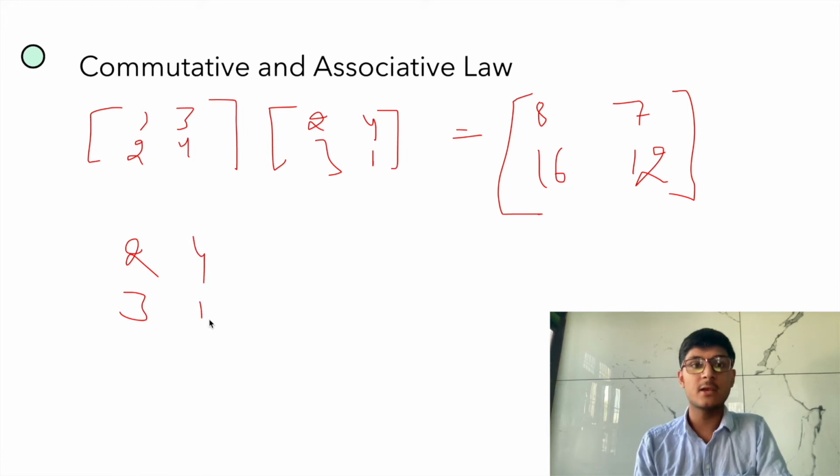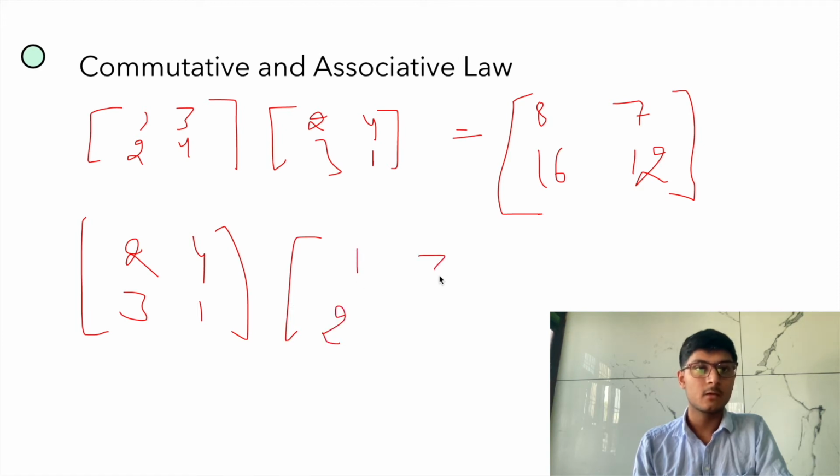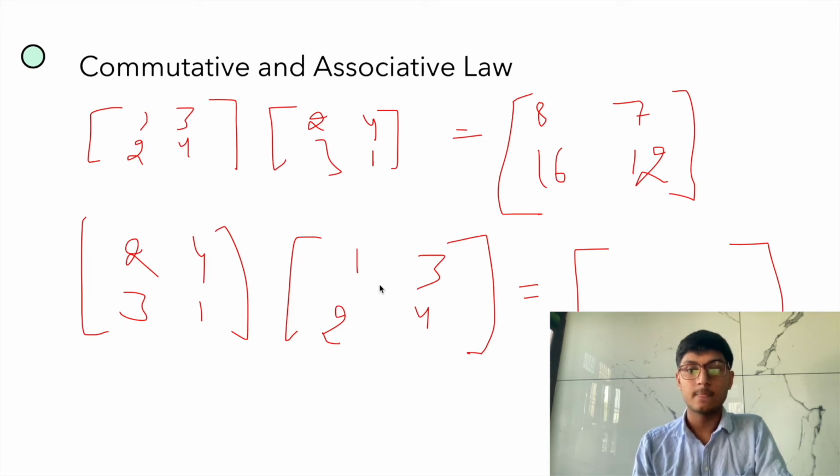But what happens if we interchange them? So that will be 2, 3, 4, 1 with 1, 2, 3 and 4. You can take any example you want, but the whole thing will be the same. It can vary in some examples but not in all. So that's the general idea.